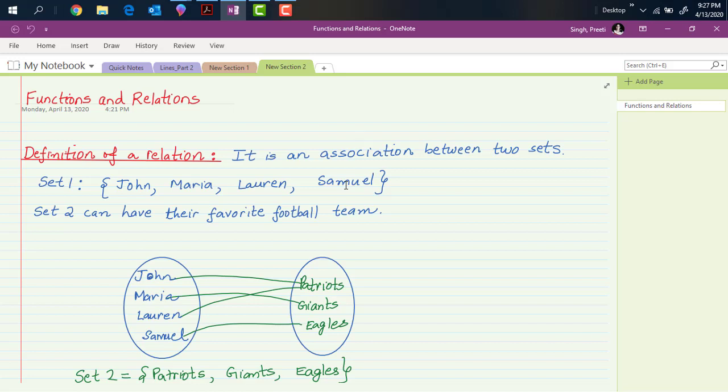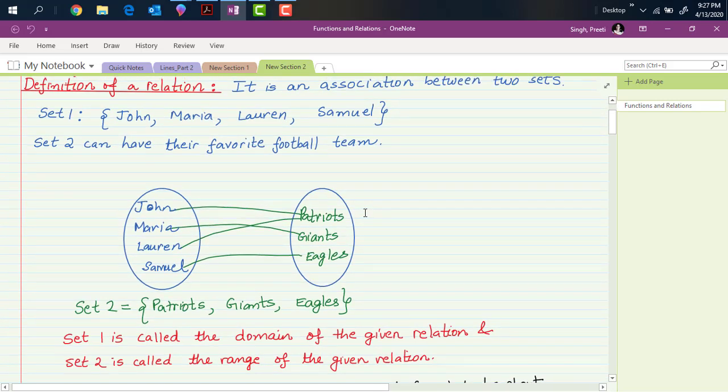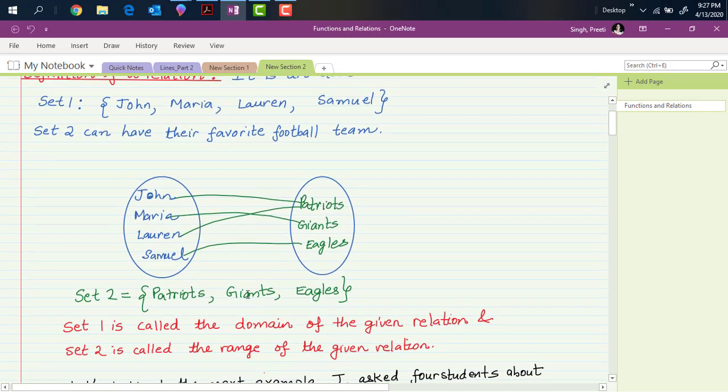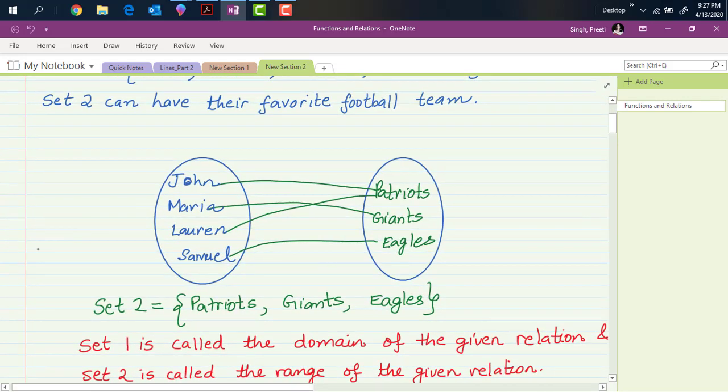A relation, as you can see on my screen, is an association or a correspondence between two given sets. For example, in this particular example, I have four people, John, Maria, Lauren, and Samuel. I'm asking them, what is their favorite football team? John likes Patriots, Maria likes Giants, Lauren likes Patriots, and Samuel likes Eagles. So you can see there is a correspondence.